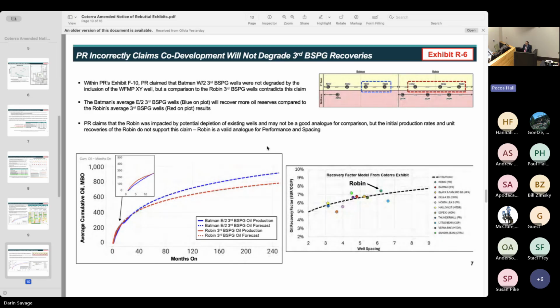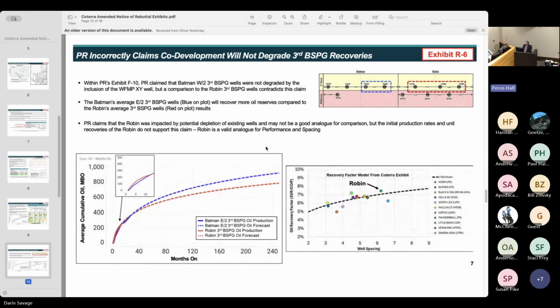And boxed in blue and red are the Third Bone Spring wells, modeling the east half of the Batman as one average and modeling the Robin's Third Bone Spring together on average. And so what we're trying to show here is another example to contradict what PR has shown, where the XY sands were not impacted, the Third Bone Spring wells of Robin were impacted by the XY sand.